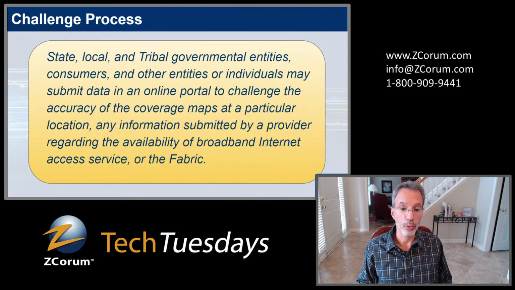It says state, local, and tribal government entities, consumers, and other entities or individuals may submit data in an online portal to challenge the accuracy of the coverage maps at a particular location, any information submitted by a provider regarding the availability of broadband internet access service, or the fabric. So they can challenge the map itself, like there should be broadband in this area, the fabric, so to speak. They can challenge any of the information that the provider has said.